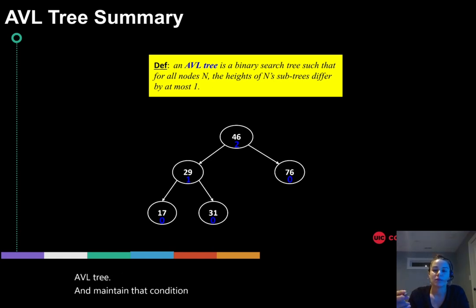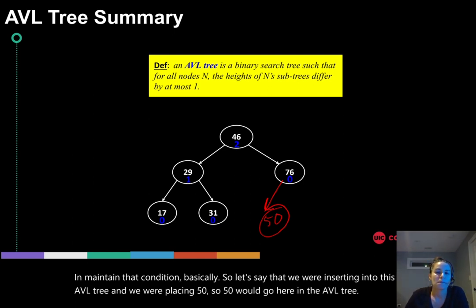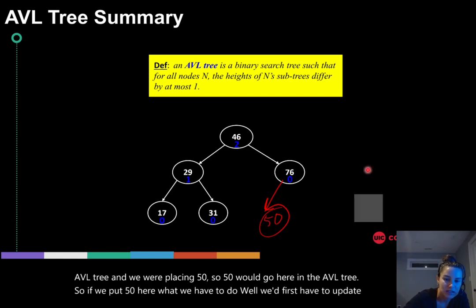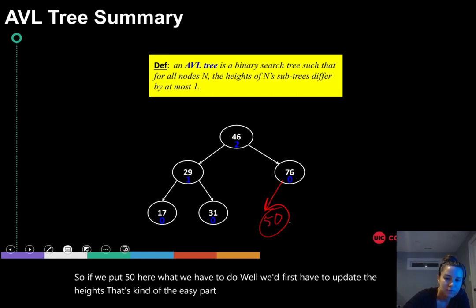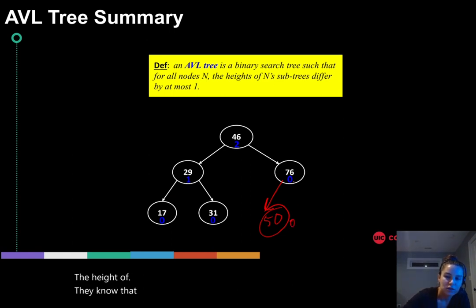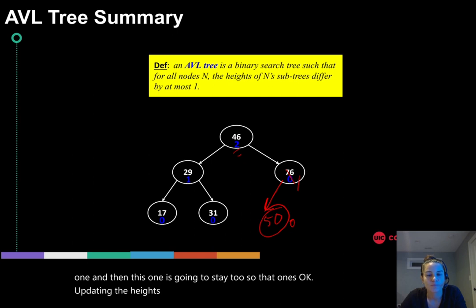So let's say that we were inserting into this AVL tree and we were placing 50. So 50 would go here in the AVL tree. If we put 50 here, what would we have to do? Well, we'd first have to update the heights. That's kind of the easy part. So the height of the node that I just added would be 0. I would have to update this one to 1, and then this one is going to stay 2, so that one's okay. Updating the heights, we'll look at that algorithm in a second.